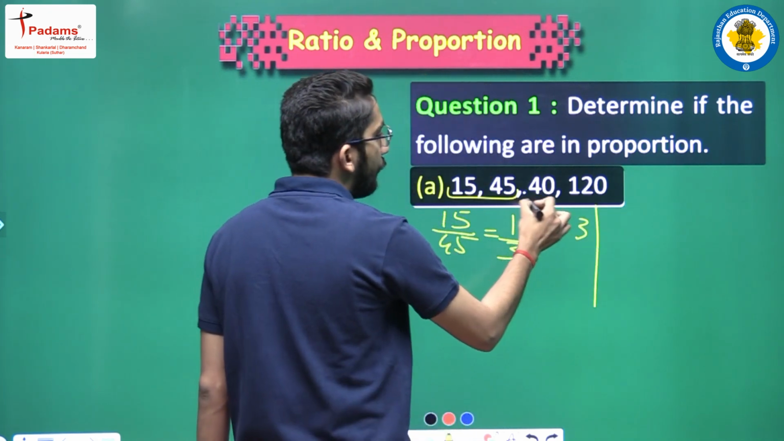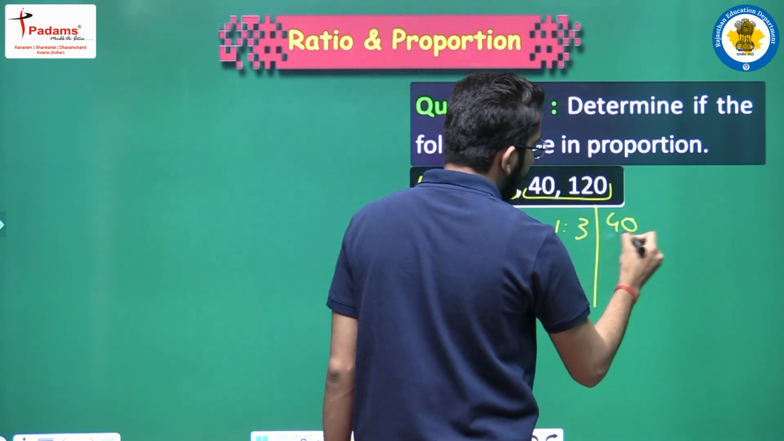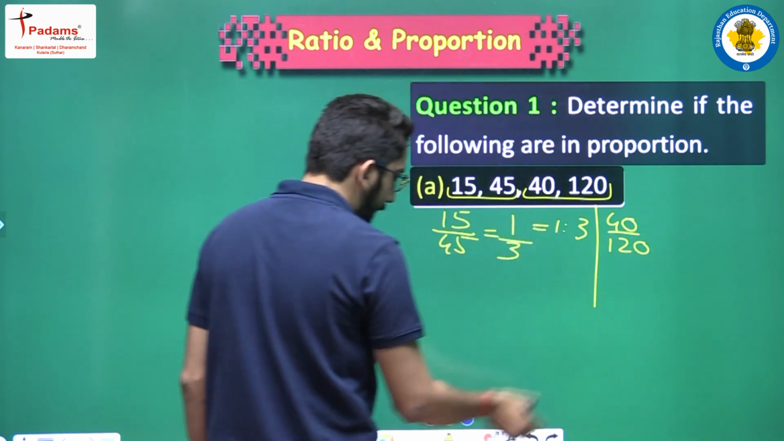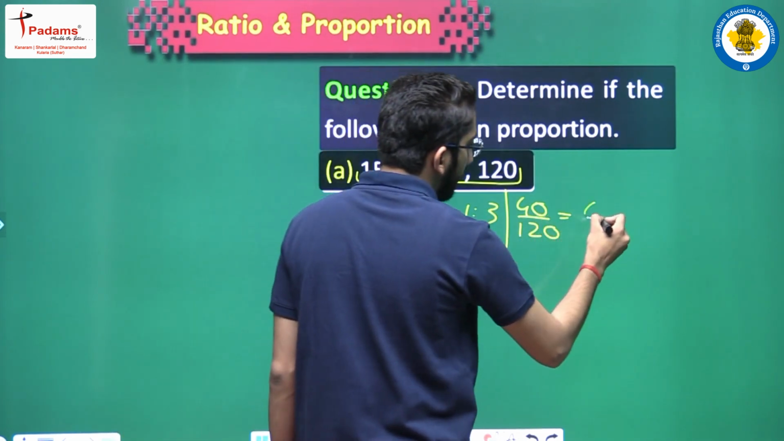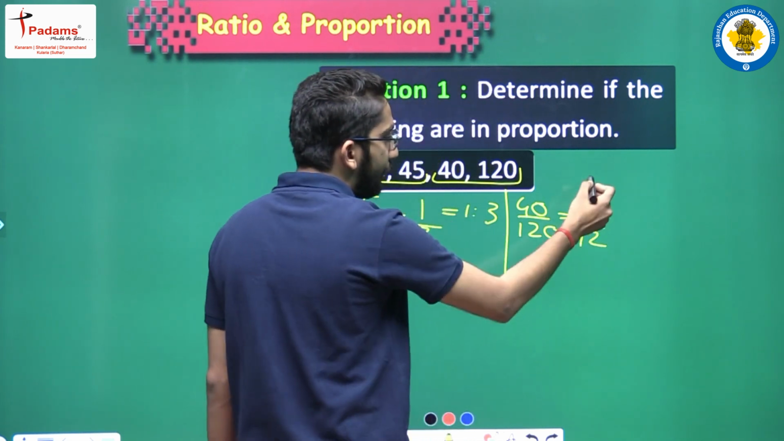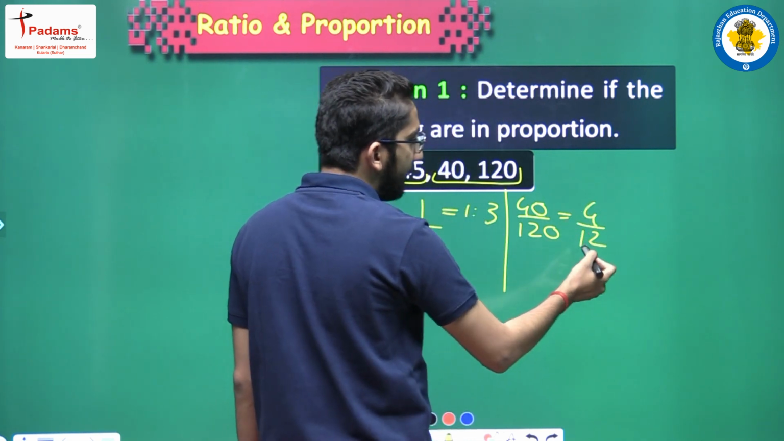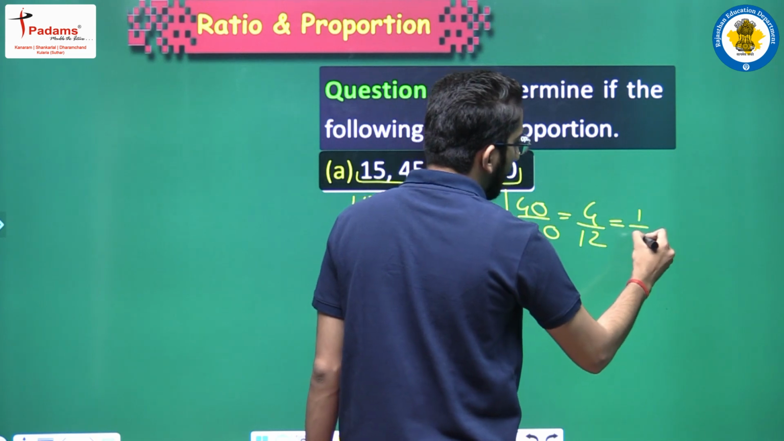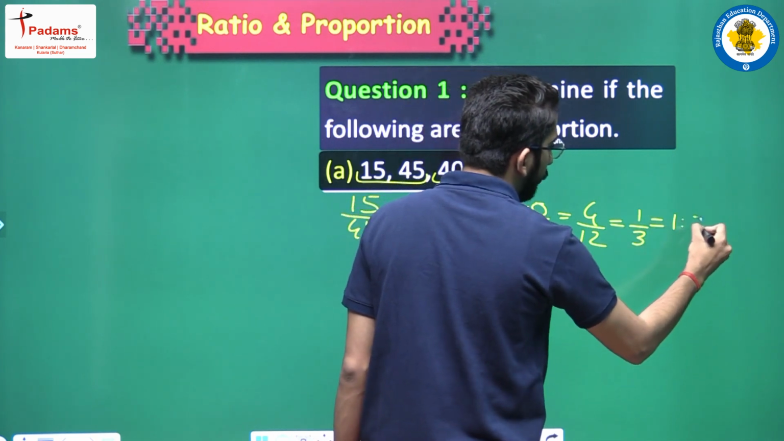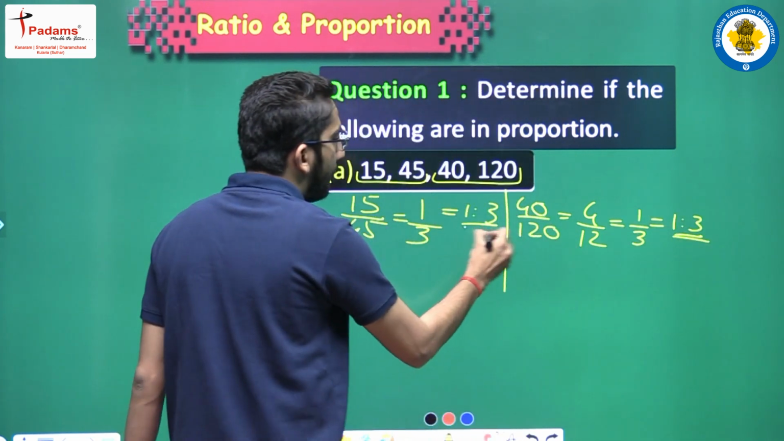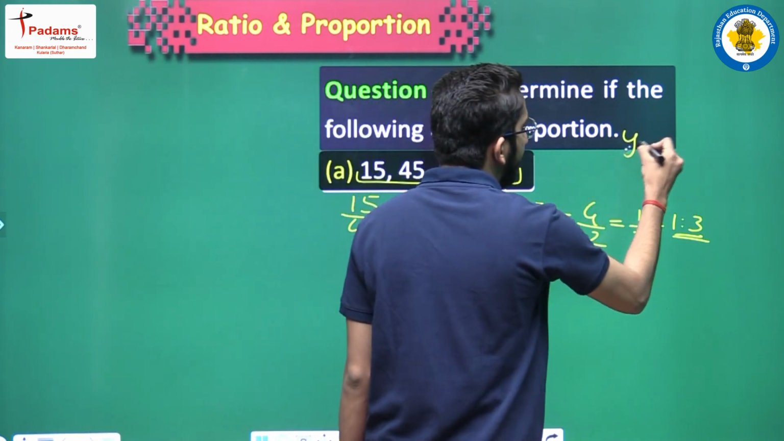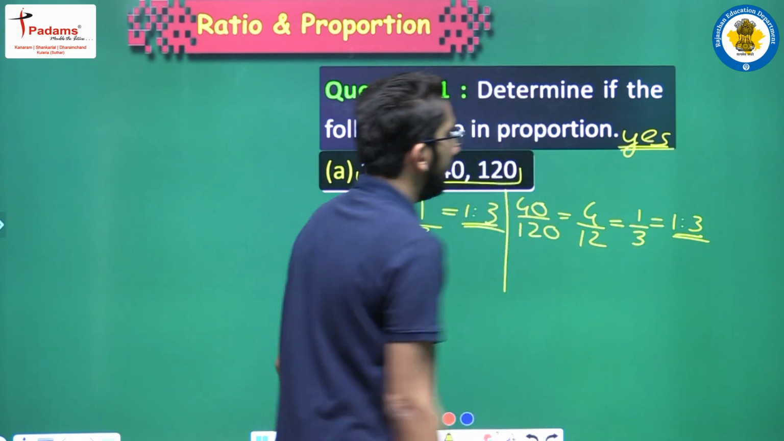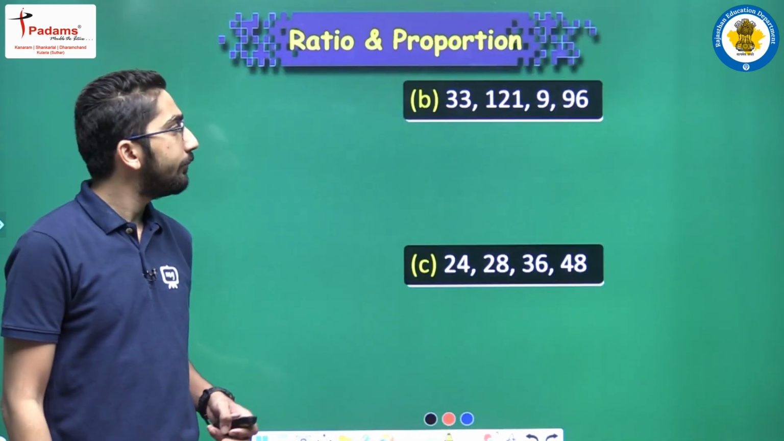And similarly for 40 and 120 also we will check. We can divide both of them with 10, right? It will become 4/12 and you can further simplify this by dividing with 4. It will be 1/3 or 1:3. So both the ratios are 1:3. So we will say that yes, they are in proportion. ठीक है, आगे देखते हैं.